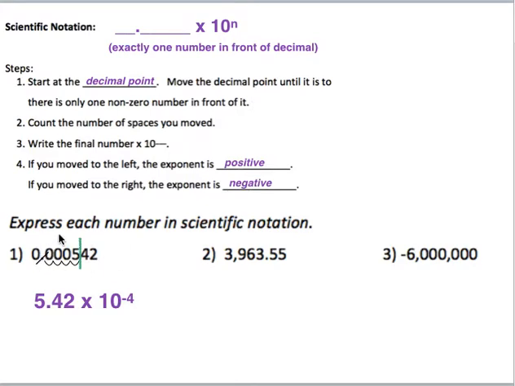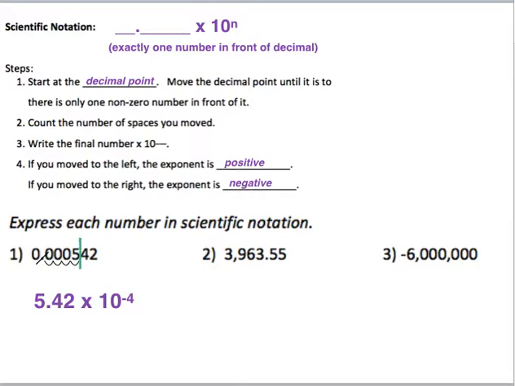because if we look at the original problem, it was a tiny, tiny number. To go from 5.42 to 0.000542, that shrunk the number. So that means, since the actual number was smaller than this, it needs a negative power to represent the fact that it's 5.42 but shrunk to a smaller version of itself. And that's your final answer, 5.42 times 10 to the power of negative 4. That's in scientific notation. Let's try that with question 2.